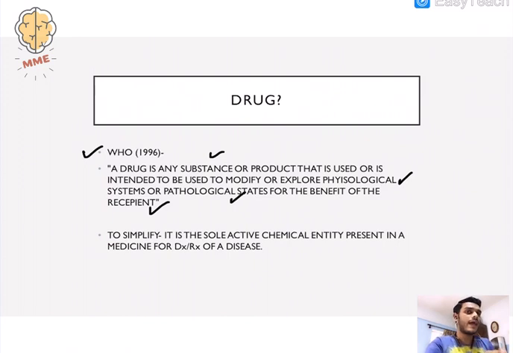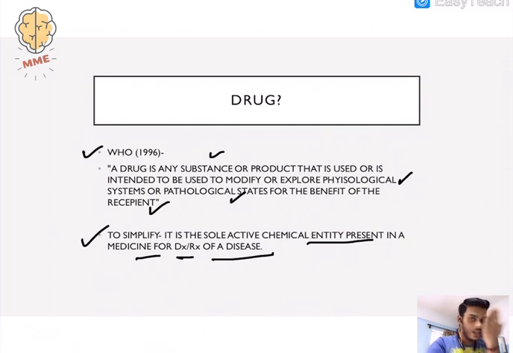Drugs in our body can also be used for diagnostic purposes, for example, to ensure that all our normal organs, our kidneys, our lungs, are functioning properly. There are also drugs like that. Hence, these drugs help us to explore our physiological system where there is no problem per se. But once these physiological systems go haywire and any pathology develops, then we can use the drugs to cure that pathology. And to simplify, it is the sole active chemical entity present in a medicine which helps us in the diagnosis or treatment of a disease.